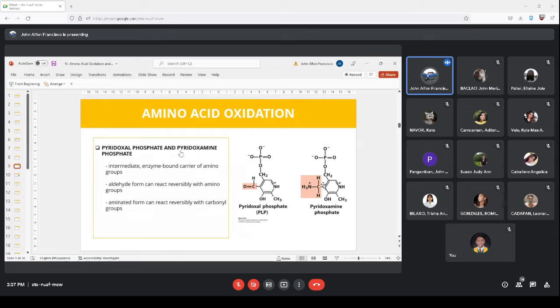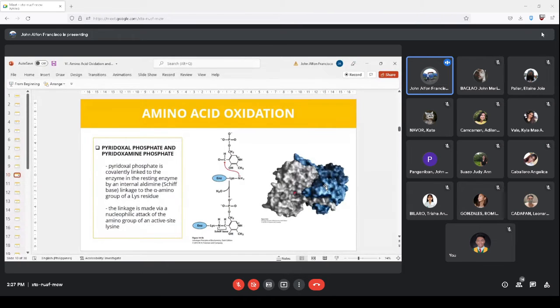Okay? So what are pyridoxal phosphate and pyridoxamine phosphate? These are the cofactors needed for the transamination. These are intermediate and enzyme-bound carriers of amino groups. The aldehyde form can react irreversibly with amino groups, while the aminated form can react reversibly with carbonyl groups. So yun lang. You can use either one, kung ano yung need nung body.